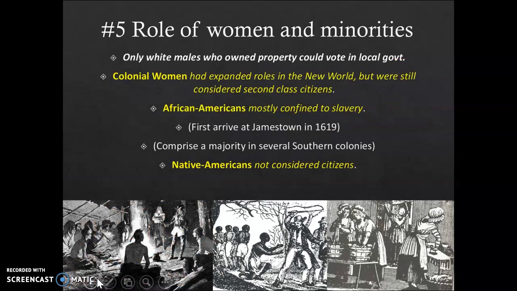And finally, the role of women and minorities. Colonial women did have more rights than in the Old World and in England, but they're still considered second-class citizens. Again, most African Americans, Black people, African American wasn't a term then, were confined to slavery, and Native Americans were not considered citizens. So again, we'll dig more into this at another time.